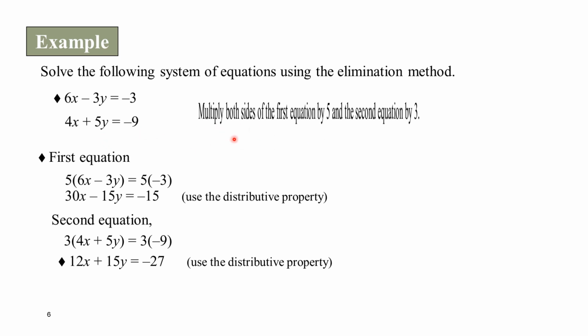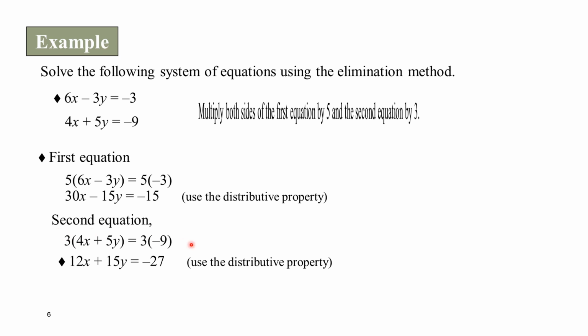So multiply both sides of the first equation by 5 and the second equation by 9, to eliminate x. It depends on you, you can use x or y to eliminate first. In here, we use the first equation, so we multiply it by 5. Using the distributive property, we got 30x minus 15y equals negative 15.